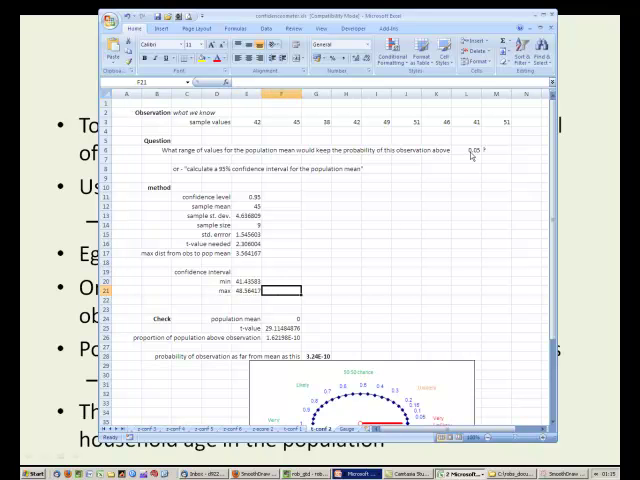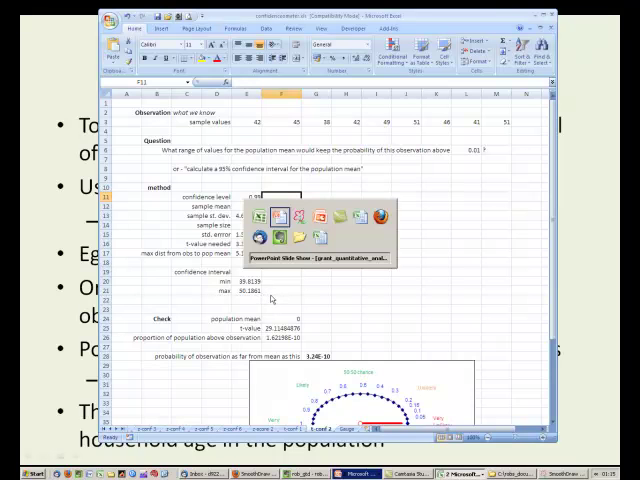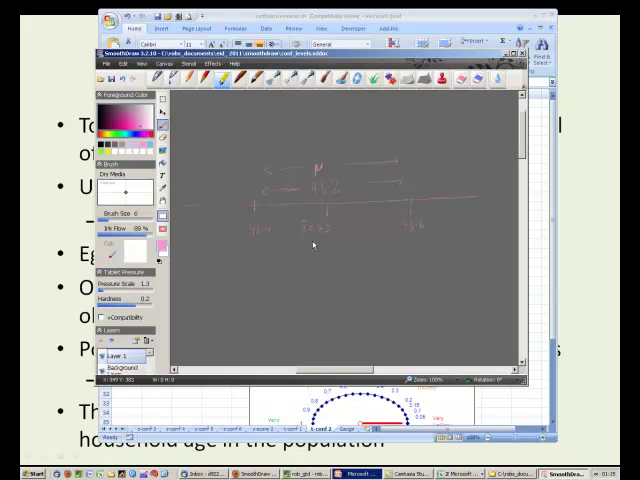But if I said, okay, I'm prepared to go down to 1%, and that would be a 99% confidence interval, then the range would change. So it goes to 39.8 up to 50.1. So that's the confidence interval I worked out already.